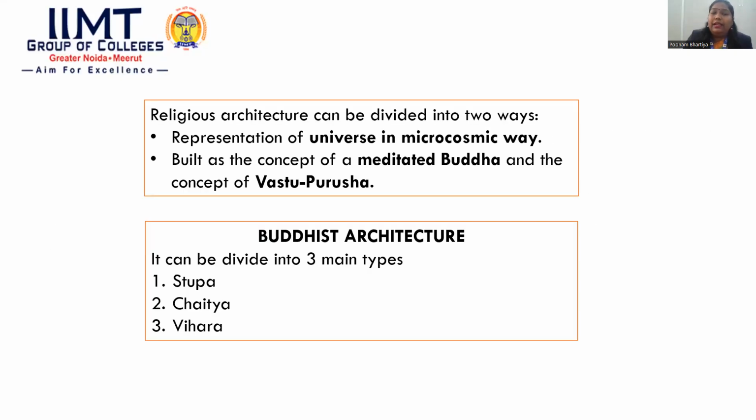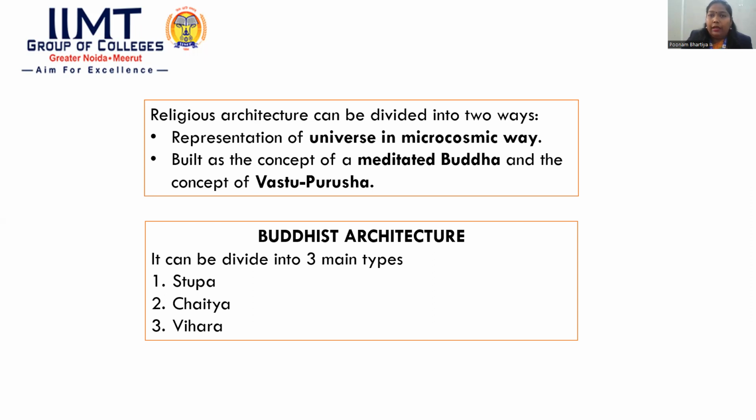After that period, religious architecture can be divided into two ways, on the basis of their concept. Number one, they were like a representation of the universe in a microcosmic way. And the second is they were built on the concept of a meditating Buddha and the concept of Vastu Purush. The concept of meditating Buddha was related to Buddhism, and the concept of Vastu Purush was related to the building of temple architecture.